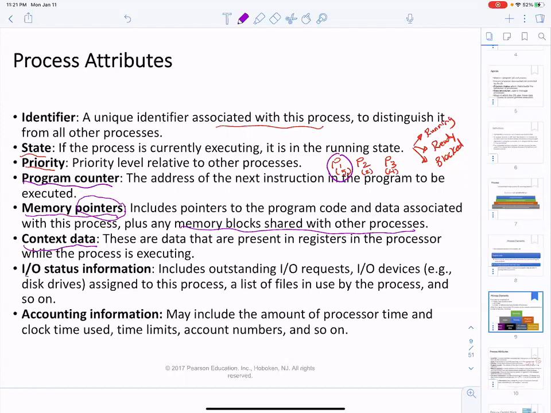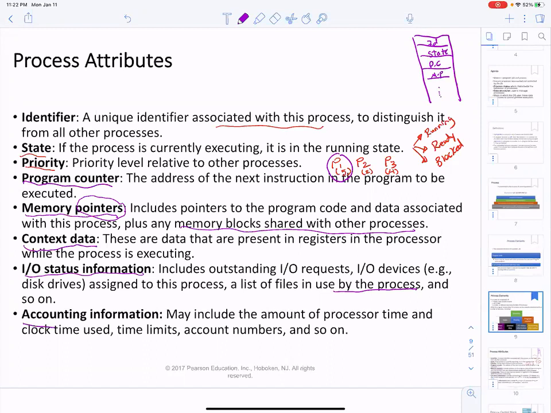In addition to this, we do need some input-output information, and this will include any I/O requests, any I/O devices, for example disk drives assigned to this process, and any additional list of files that might be used by the given process. So for each process, we are storing all of those attributes, starting with the identifier, followed by the state of the process, and then a program counter, and then some memory pointers, and so on.